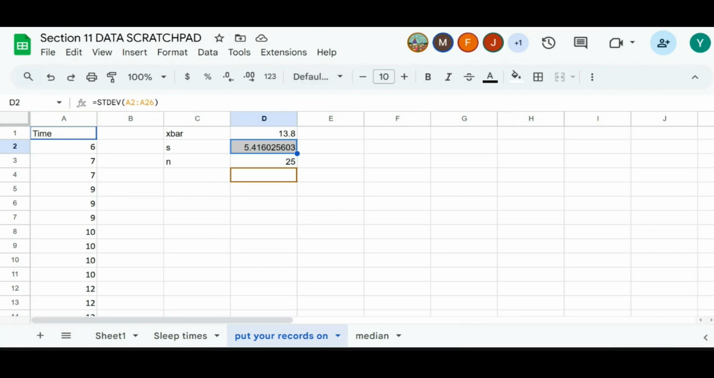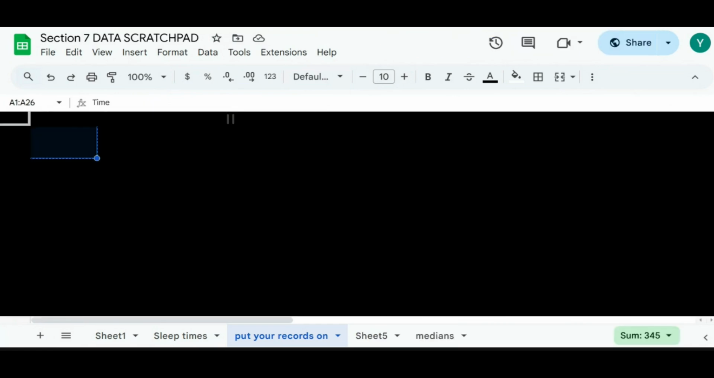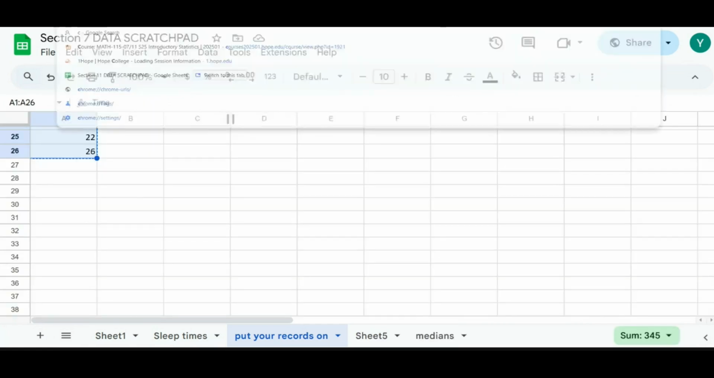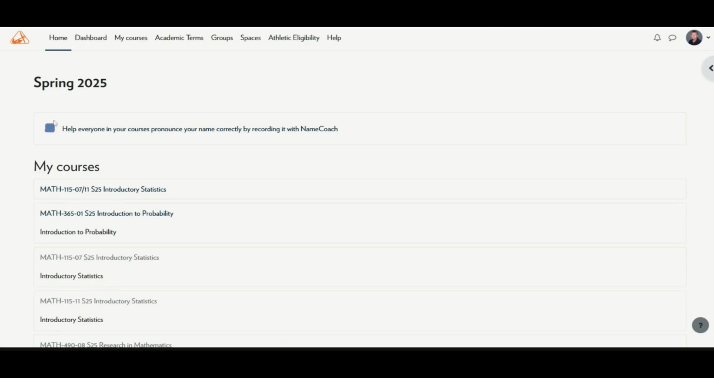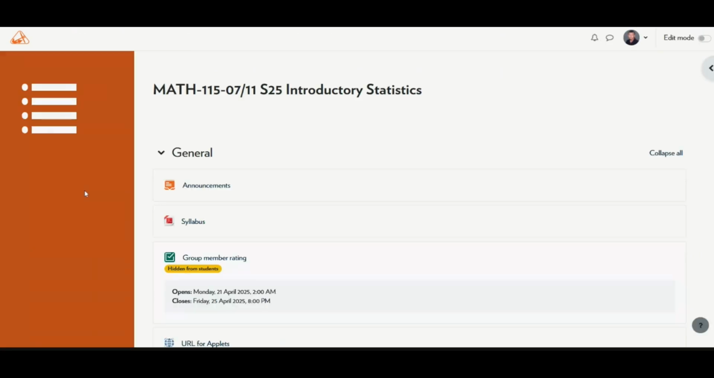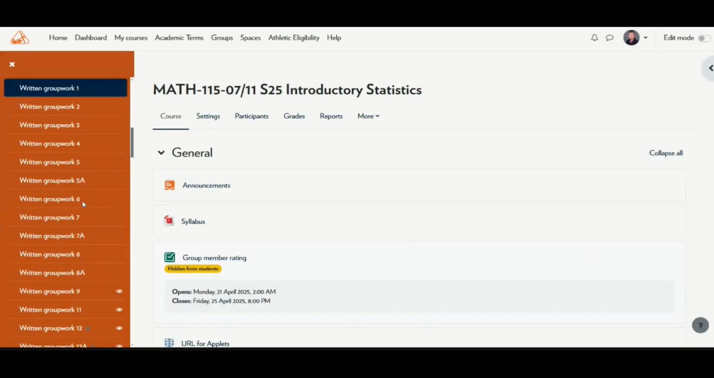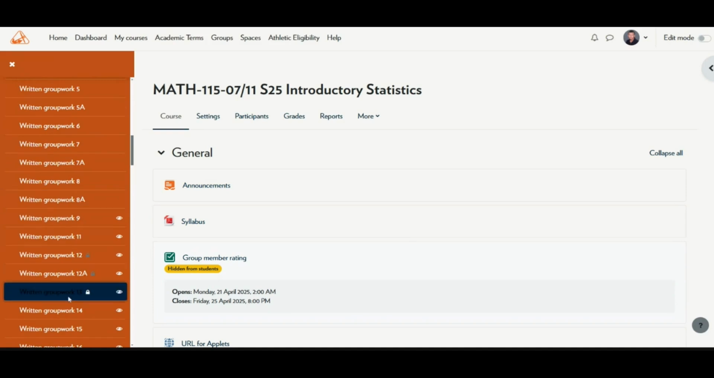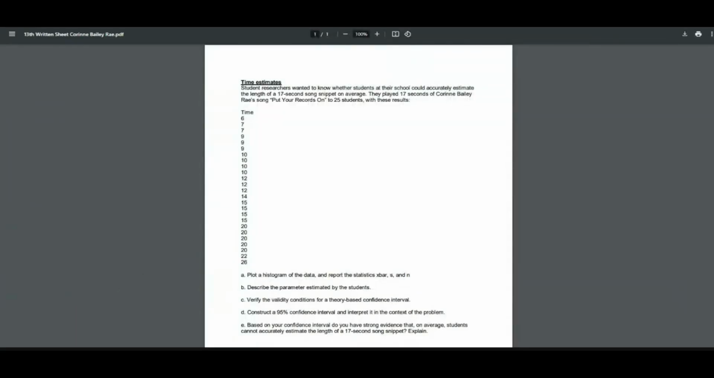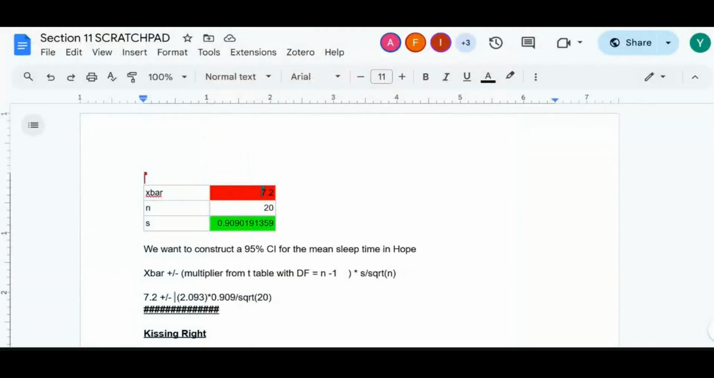Let me get the assignment out so that we can actually discuss it. So the assignment is here, I believe. Yeah, it is. Because I want to discuss this and we're out of here already. That's it. Plot a histogram, we have done. So here are the questions. And let me go to our scratchpad.